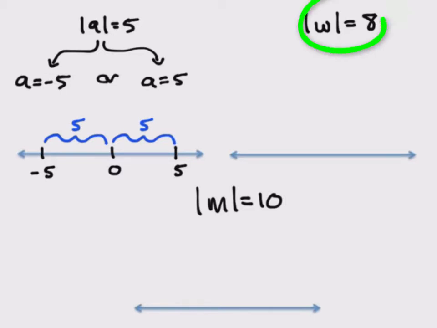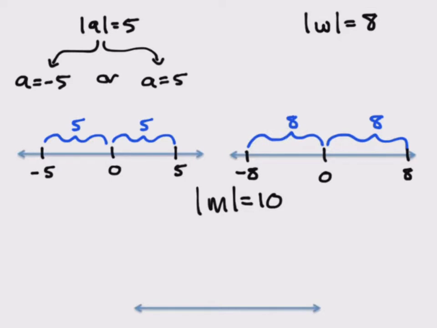What about this next equation? The absolute value of W equals 8. So we're just looking for any number that's 8 away from 0 on the number line. Well, both 8 and negative 8 are 8 away from 0, so those are both going to be solutions to this equation. So we would write W equals 8 or W equals negative 8.